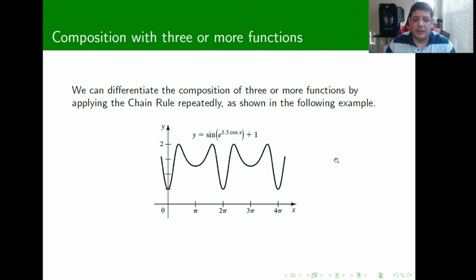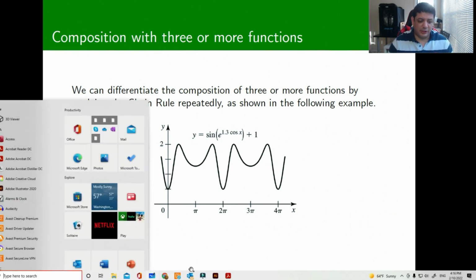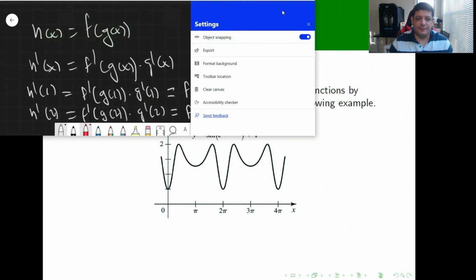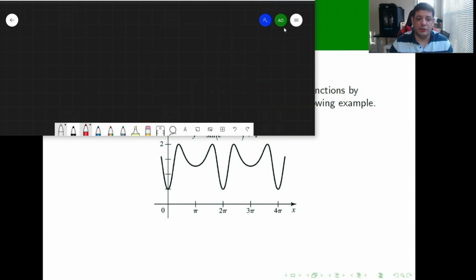Okay, so let's take a look now at how the chain rule can be extended to more than one function, really. So we can have a multiple composition. With this function that we have here, sine of e to the 1.3 cosine of x plus 1, this is a large function that is composing at least three functions. And we can essentially generalize that idea and just continue doing the chain rule.